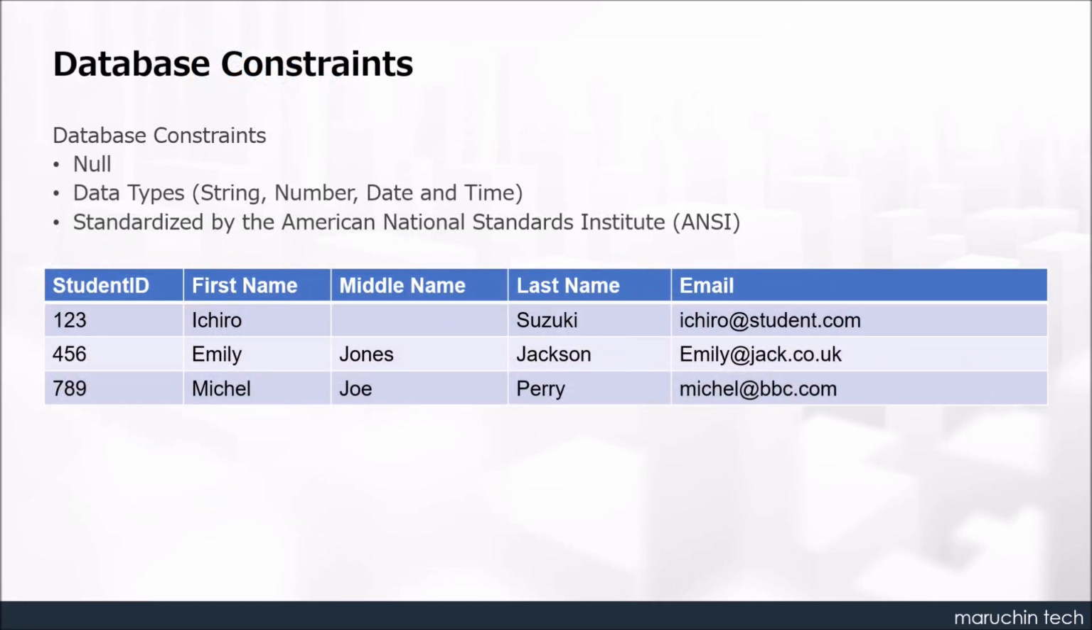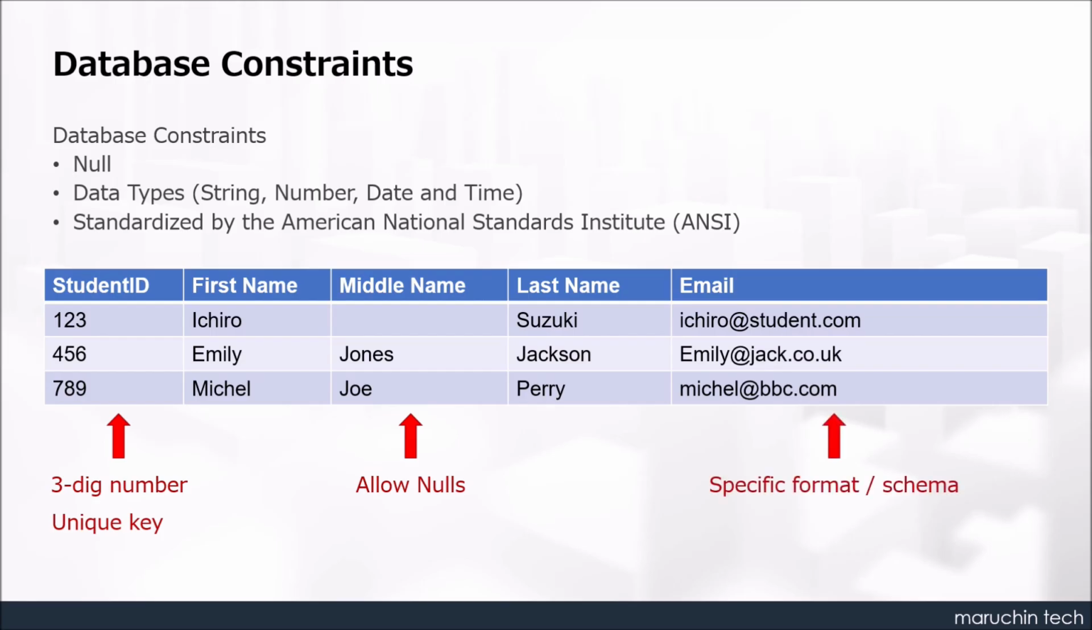In relational databases, data is modeled in tables consisting of rows and columns. Each column records data of the same type. For example, this student table stores student IDs, names, and email addresses. The student ID consists of a three-digit number. Also, since the student ID is a key that uniquely identifies the student, duplicate keys are not allowed. Since some students may not have a middle name, we allow nulls. On the other hand, the first name and the last name do not allow nulls. For email addresses, we only allow formats combining strings and the @ symbol.